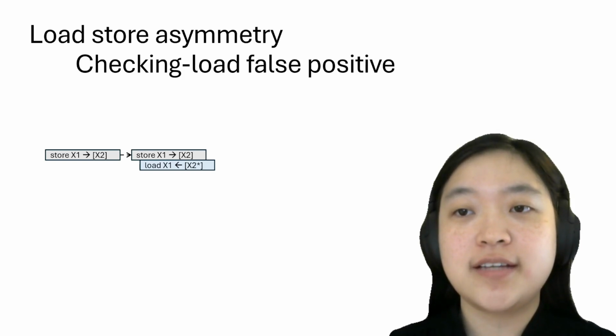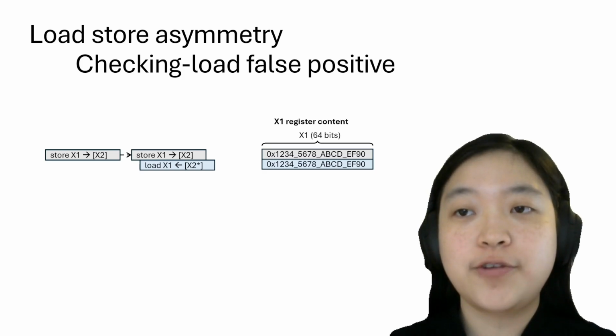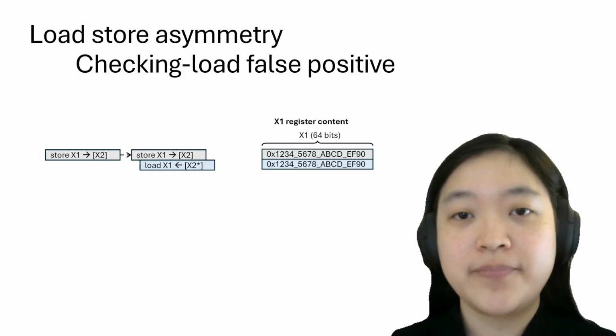Recall that nZDC checks stores by loading the stored value back. In this example, the 64 bits of the x1 register is stored and then loaded back, and the assumption is that loads and stores are symmetrical, so whatever was written to the memory should have been loaded back. Unless there's an error, the register value should remain unchanged.